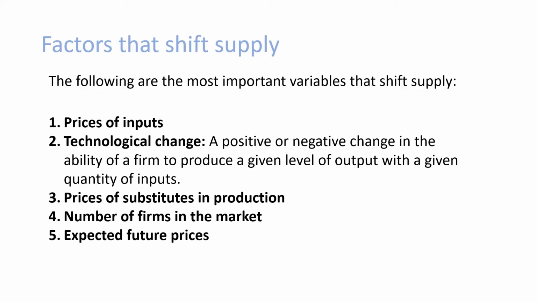Expected future prices. If we're expecting future prices to increase, what will happen to the supply curve? At the beginning, supply will decrease, so it will shift. When the prices increase, then they will try to supply all these products into the market. Tax or subsidies. When the government imposes a tax, the higher the tax, the higher the cost of production and the higher the price of the product. That means it will decrease the supply.